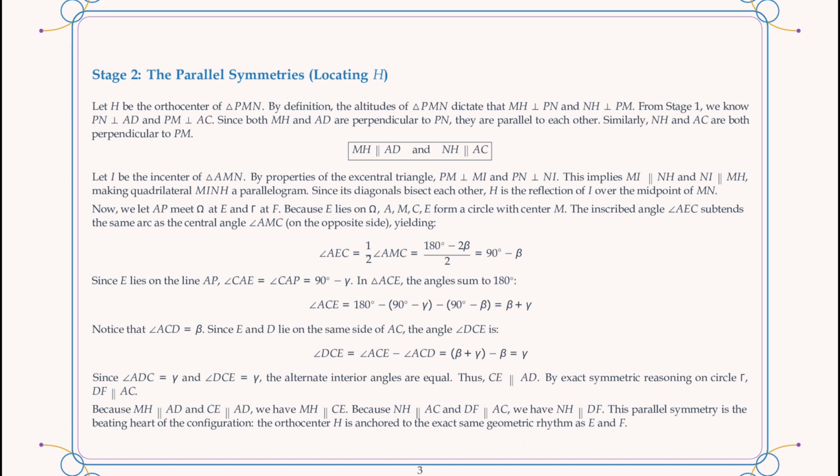By exact symmetric reasoning on circle gamma, DF is parallel to AC. Because MH is parallel to AD and CE is parallel to AD, we have MH parallel to CE. Because NH is parallel to AC and DF is parallel to AC, we have NH parallel to DF. This parallel symmetry is the beating heart of the configuration. The orthocenter H is anchored to the exact same geometric rhythm as E and F.